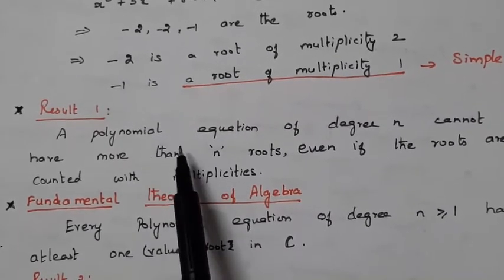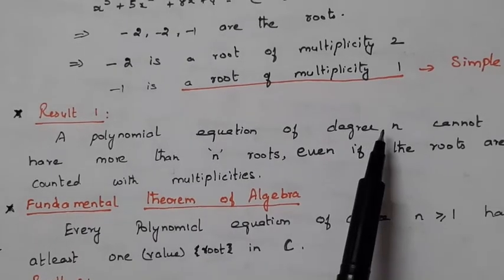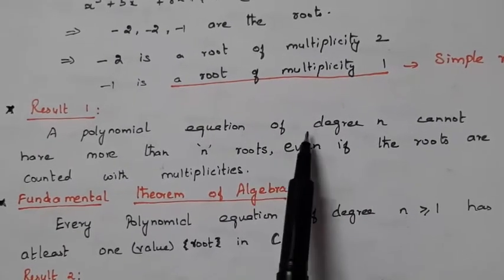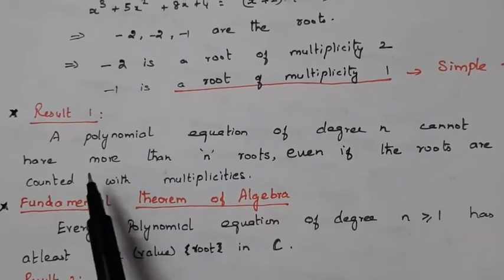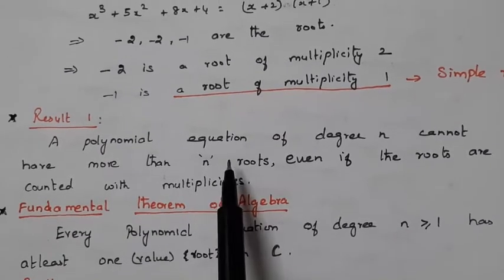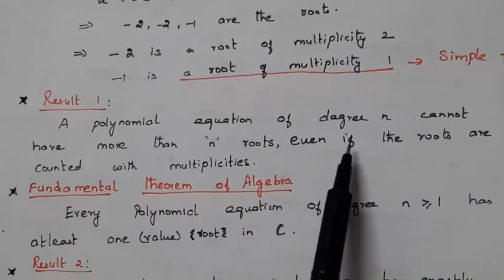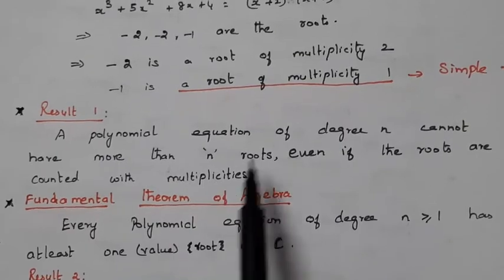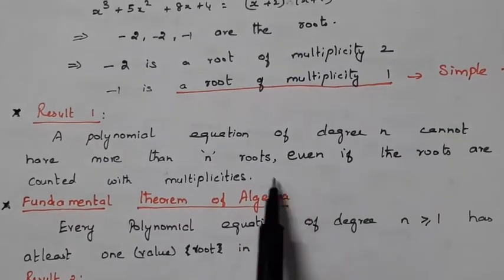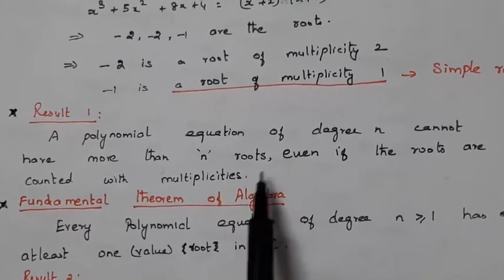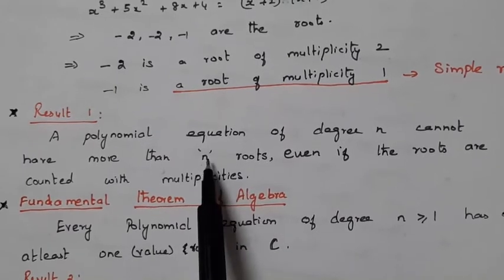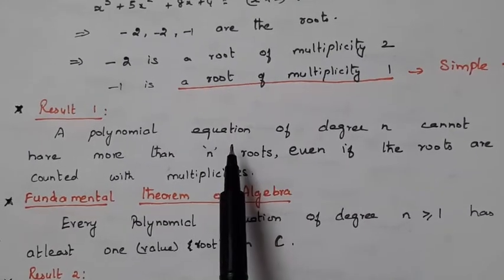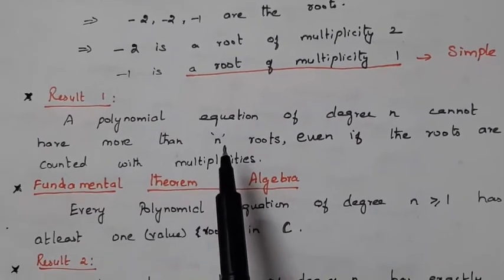That means that if you find the solutions of any polynomial equation of degree n, the number of solutions will not exceed n. Okay, this is the meaning for this result. And even if the roots are counted with the multiplicities, not all the roots are simple roots. Even if some roots have multiplicities, in total we will have only n roots. It won't exceed the number n.